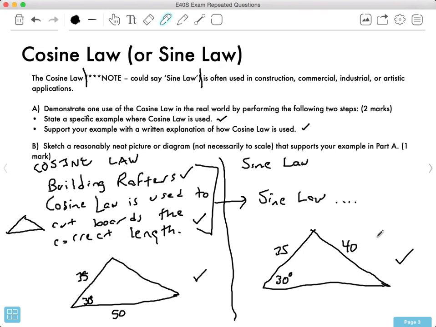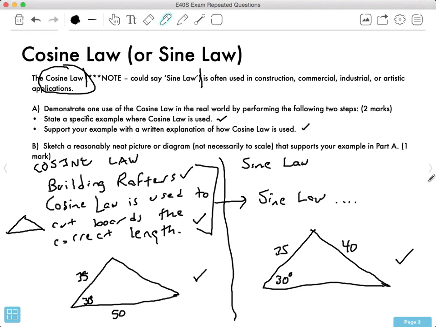Again, you don't have to solve it. You don't have to use the sine law. You don't need an answer. You're just coming up with an example where somebody might use the sine law to solve it. Okay, so again, same situation, pretty close to the same diagram. Just make sure you're doing a cosine law diagram or a sine law diagram, depending on what it asks you for right here.